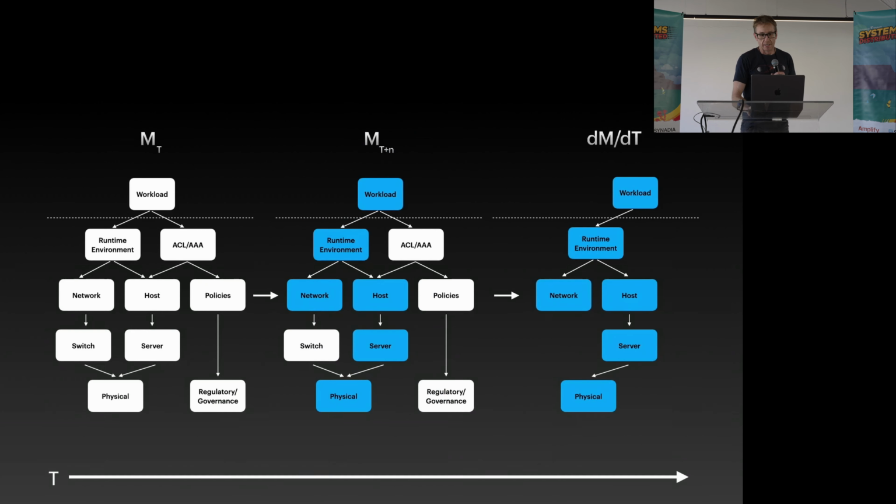It's required. And so what we end up with is a system where you go from model T to model T plus N, and then what you have is the derivative of M with respect to T, which is actually just the changes that are required to institute that model or to apply that model. So if you think about what a build system does, a build system takes model T at a certain time and converts it to a bunch of artifacts, right?